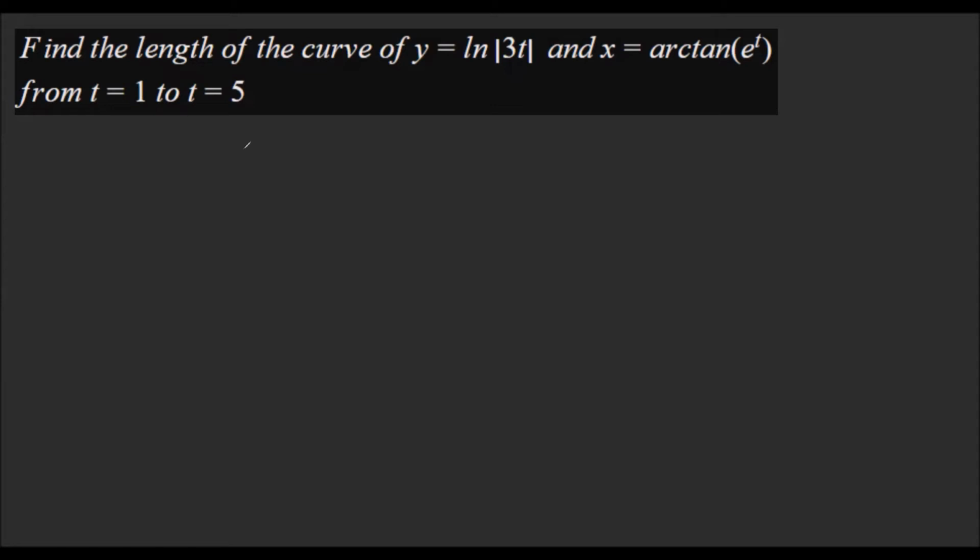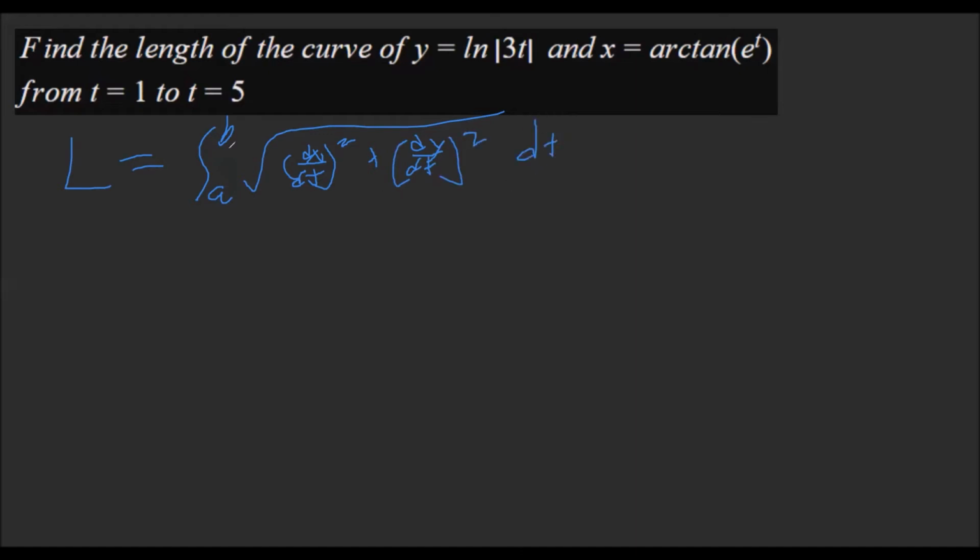Let's start off by laying down what the formula for arc length is. It's the integral from a to b of the square root of the derivative of x squared, we'll call that dx/dt, plus the derivative of y squared with respect to t.